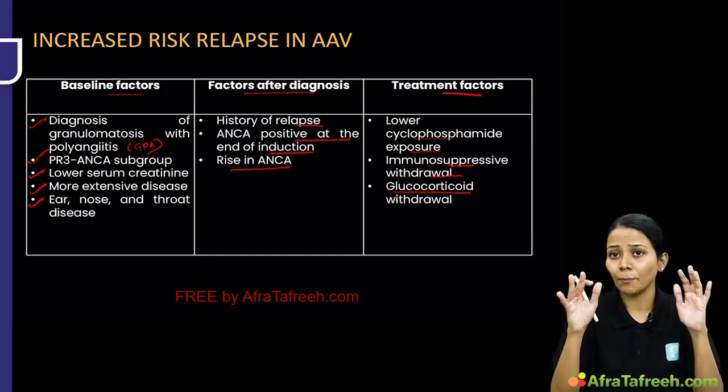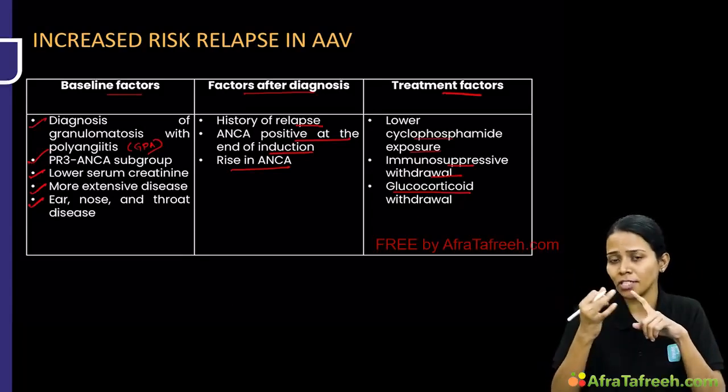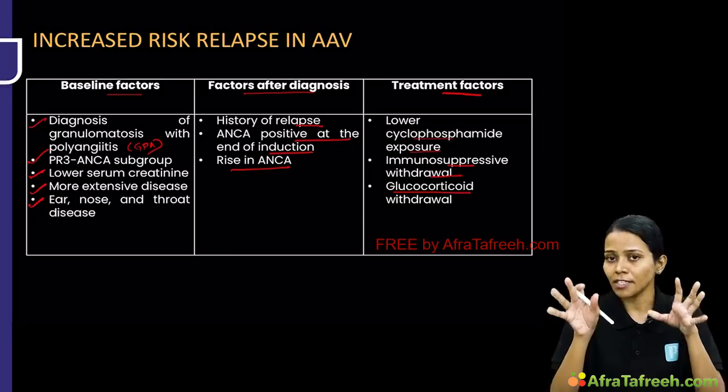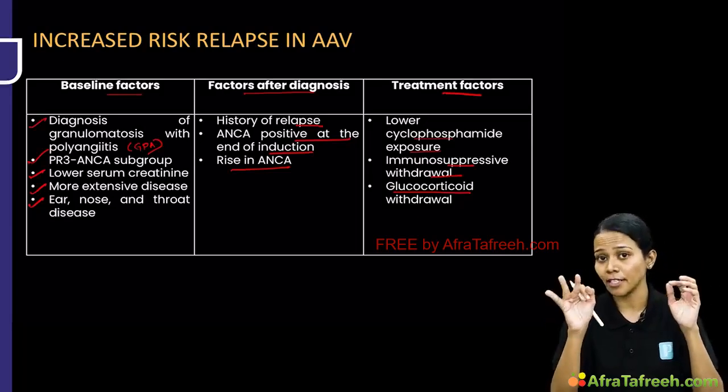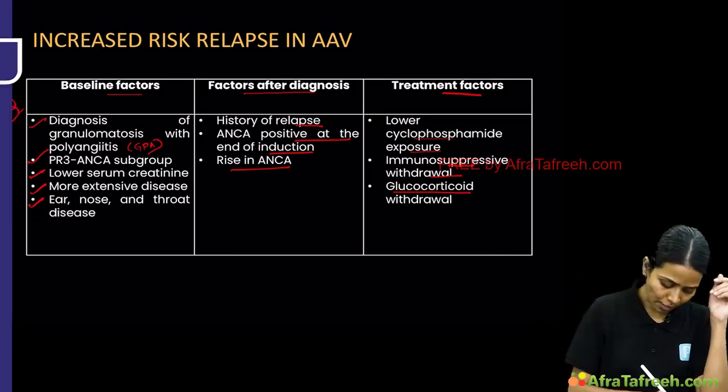But in exams, the important things that are asked are PR3 positive disease and GPA. These are the things that can show relapse, and upper respiratory tract involvement. These are the things that can show relapse. So this has been asked as a question.